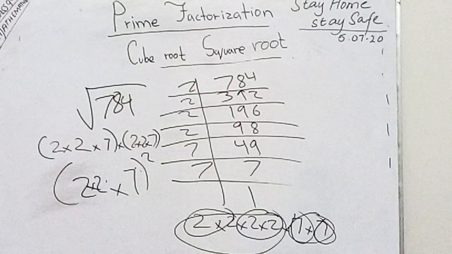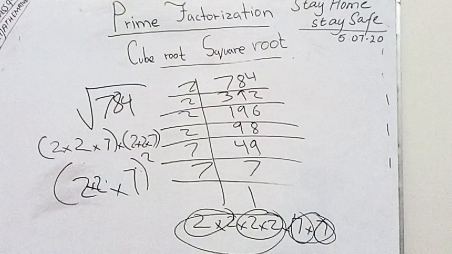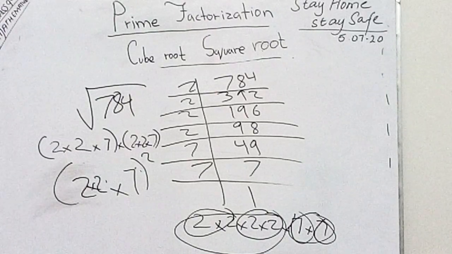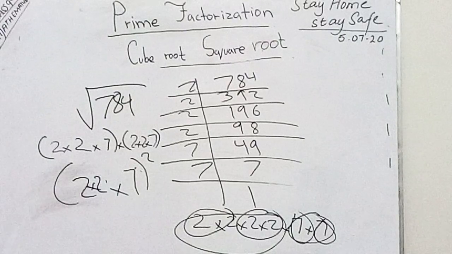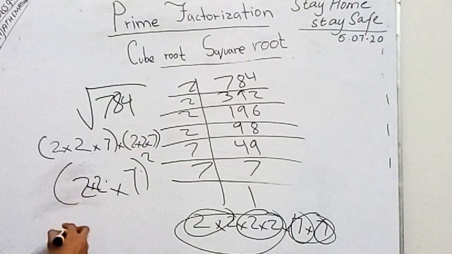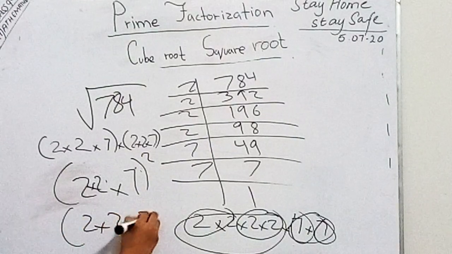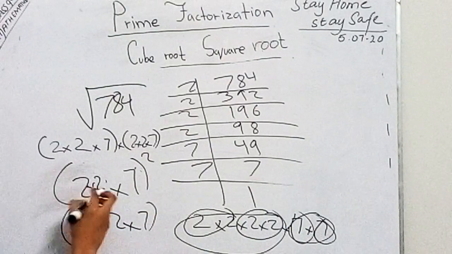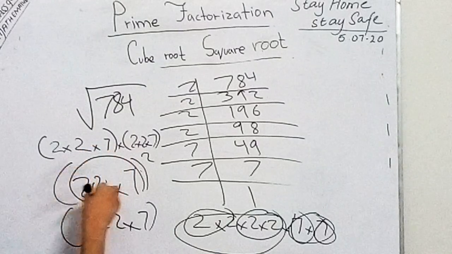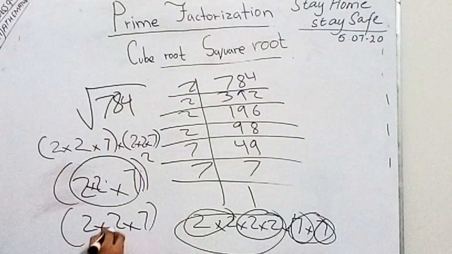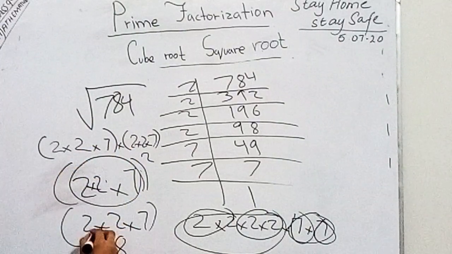It's very easy. Now we have to just forget about the square, because we are doing the square root. Now we have to multiply these: 2 × 2 × 7. We just take these factors and multiply each other. 2 to the power 4... 28 will be our answer.